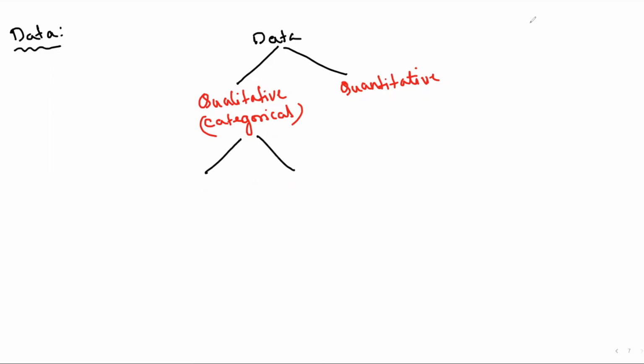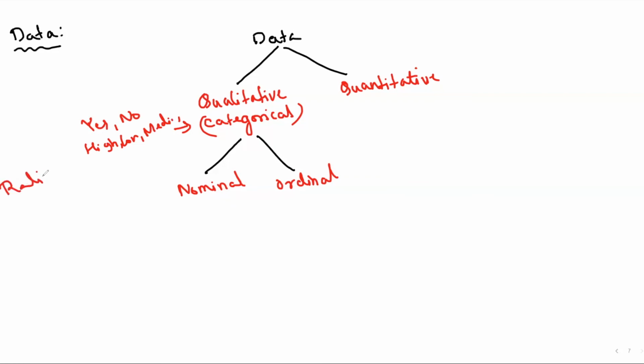Okay, nominal and ordinal. Categorical, like classification that we discussed in our first tutorial, right? Yes, no, high, low, medium, right? Like if someone asks you ratings, these are all categories, right?